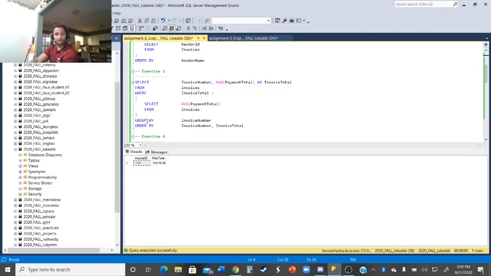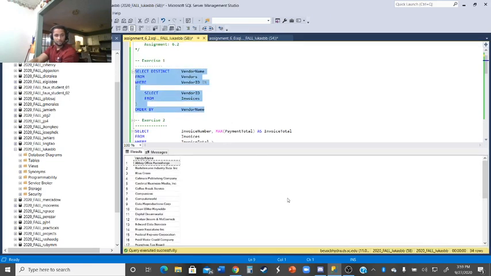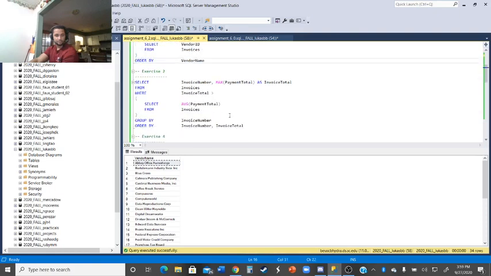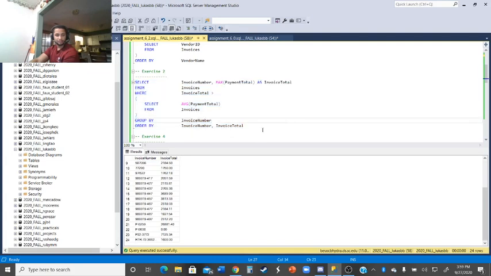And as usual for aggregate functions, I had to group it by whatever was not in the aggregate function, the invoice number. And I ordered it by invoice number and then invoice total. And before I forget, run this one. This is what my results were for that one. Had 34 rows and 24 rows for the second one.